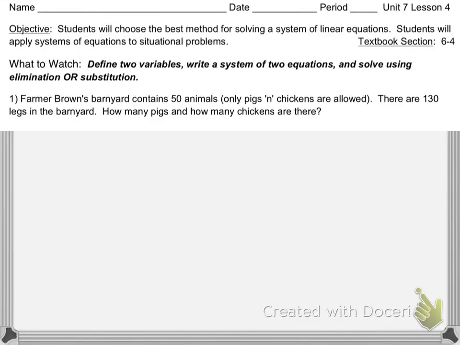All right, kids, so here is where we start applying our systems of equations. All right, so now you've read that, and we're assuming there's no dilapidated animals, so chickens have 2 legs, pigs have 4.